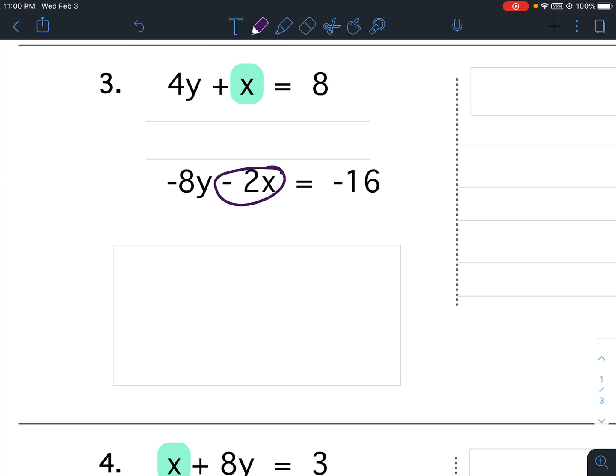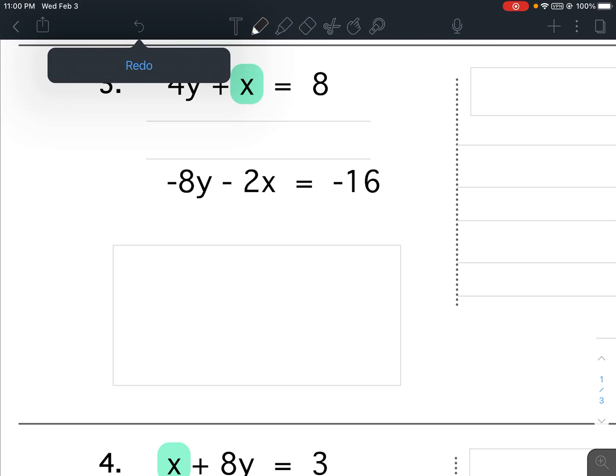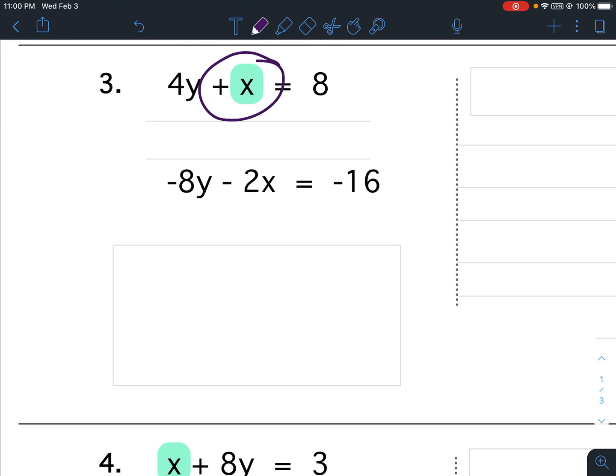The bottom x has a coefficient of -2, bottom y has a coefficient of -8, top y has a coefficient of 4. The top x is the only one that has a coefficient of +1. So I want to solve for that top x, which means I need to take the 4y to the other side of the equation. Since it's +4y, I subtract 4y from both sides.